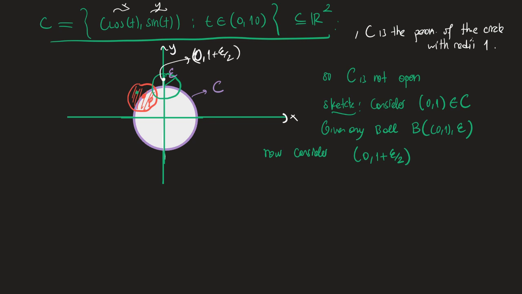As you can see, this cannot be in the circle because when you take the square it will be bigger than 1, but my radius is always 1, so it cannot lie on this set C. But this point (0, 1 plus epsilon over 2) is in the ball at (0, 1) with radius epsilon. It's a contradiction, so it's not open. Okay, so it is closed. We can show how.